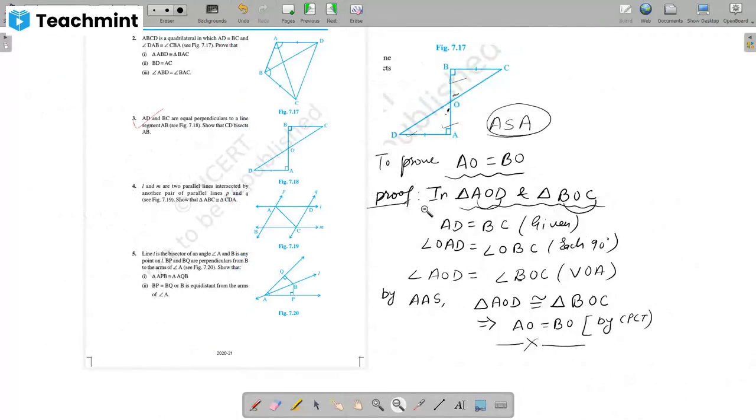If you want, you can take a screenshot of the proof of this question. Taken? Yes, ma'am. Okay, good. So, I'm going to erase it. We will move to the next question.